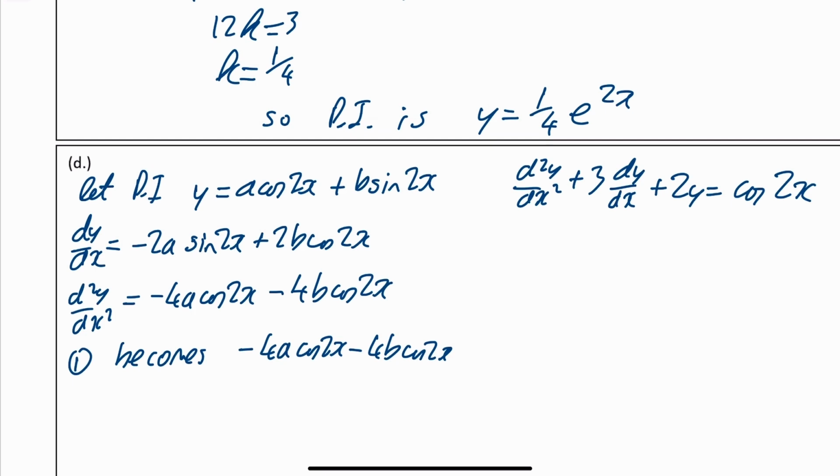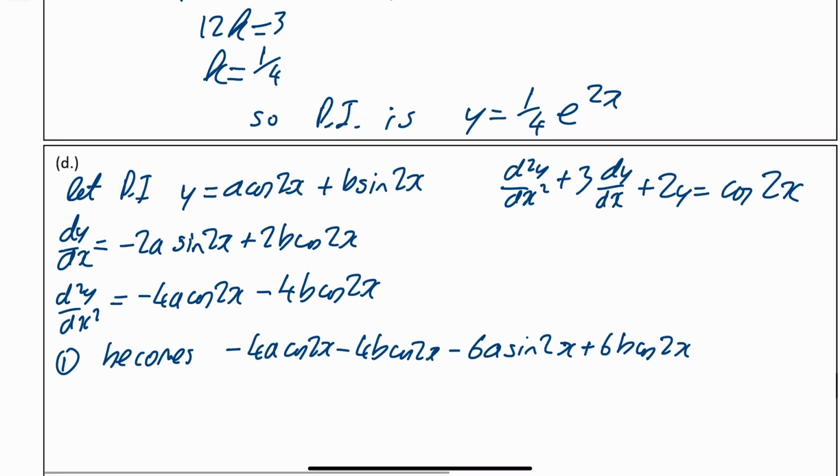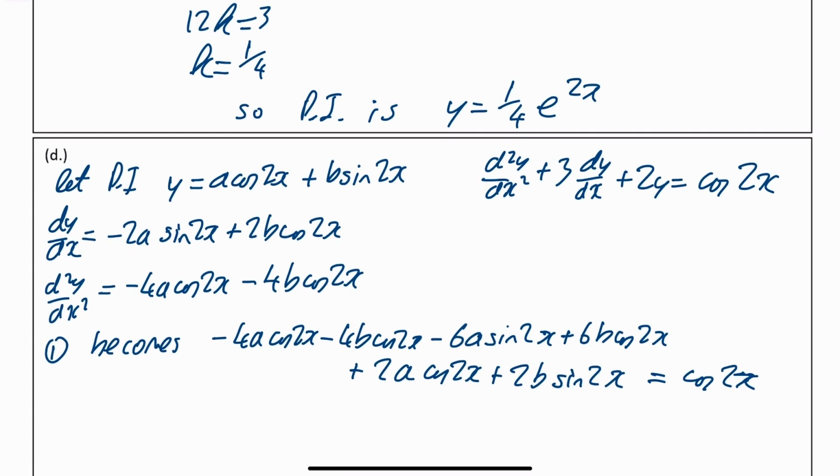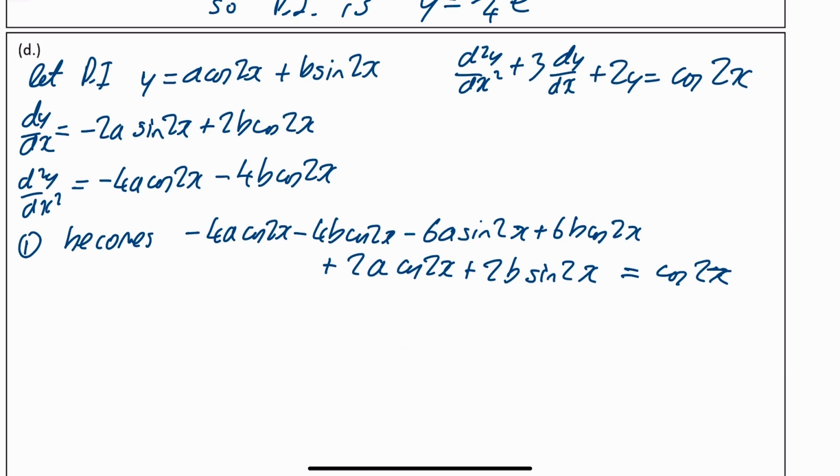and then 3 times the dy by dx, so that's going to be minus 6a sine of 2x plus 6b cos of 2x, and then plus 2a cos of 2x plus 2b sine of 2x, and that all is equal to cos of 2x. Okay, so that's what you've got. This whole thing here is equal to cos of x.